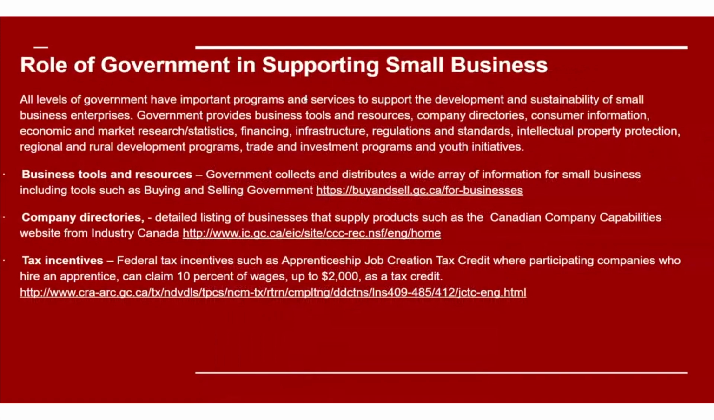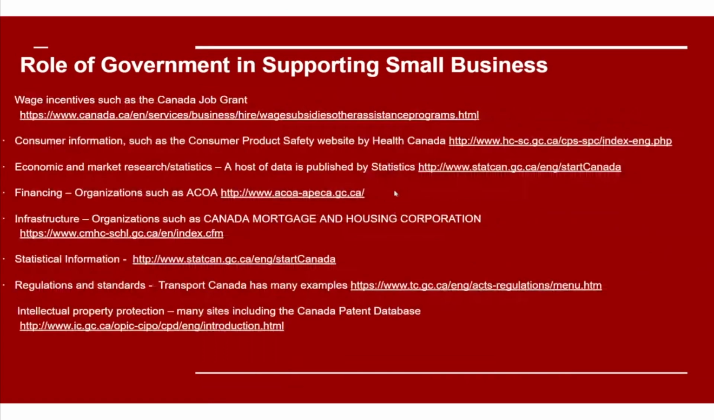Now, I put some numbers into the course that talk about the role of government in supporting small business. There are lots of examples of tools that can be provided to business. You can see here, for example, the federal government puts lots of things up to help small business. They also put up their purchasing and selling. Government is a big buyer, and all of what they buy and sell is online. There are company directories that Industry Canada has, and there are tax incentives for small businesses. You can see the various tax programs that are available. I've just put links to those. You can take a look at those at your leisure.